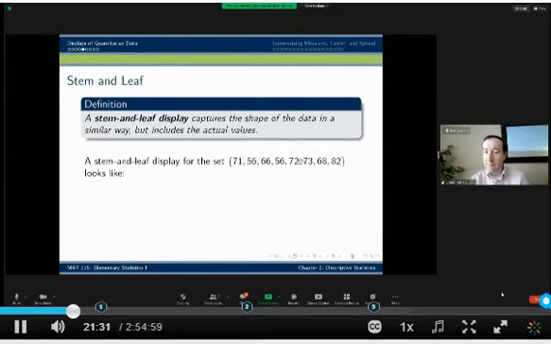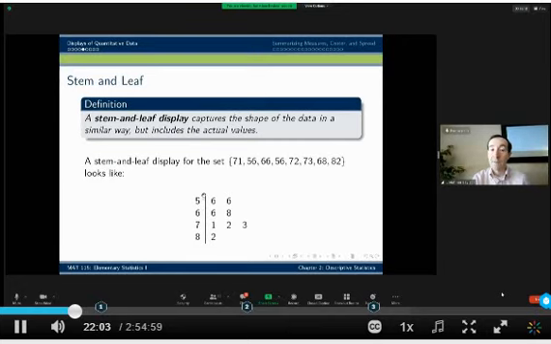When I look at this data set, 71, 56, 66, 56, 72, 73, 68, and 82. Let's see, that's 1, 2, 3, 4, 5, 6, 7, 8. Yes, 8 values. I can create a stem and leaf display in this way by first looking at the first digit, and the smallest first digit that I see here is 5. Right, I have a 56, and then there's another 56. So what I do is I write the first 56 by putting it in the 5 row.